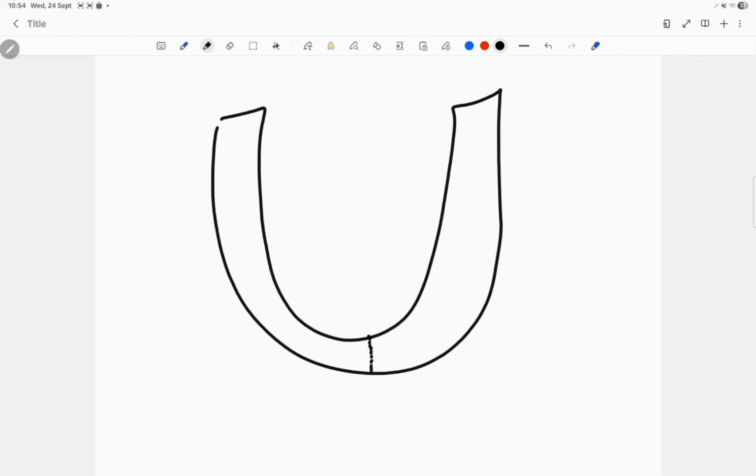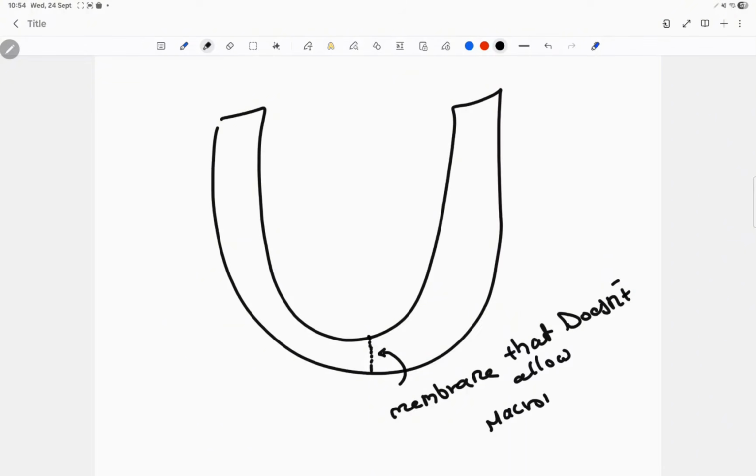Here we have a U-tube shaped container with a membrane that doesn't allow macromolecules to pass. We have macromolecules here that are suspended in the water. And we also have them here, but simply less. So, which area has more concentration?